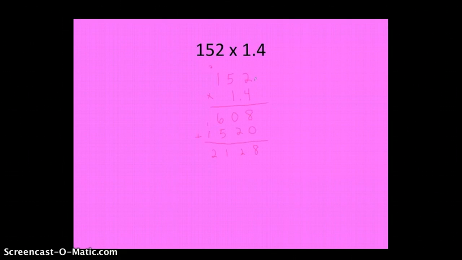For the 152, there is no visible decimal point, so we have 0 decimal places there. For the 1 and 4/10, we start at the right of the number, move over 1 space, and we find our decimal. So we have a total of 1 decimal place. Let's take our answer all the way from the right, move over 1 space, and we have 212 and 8/10 as our answer.